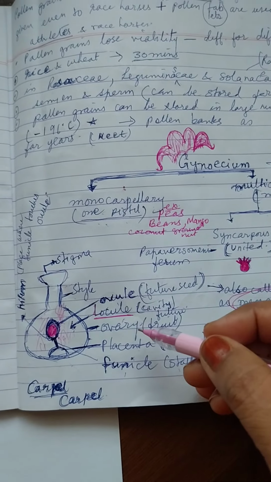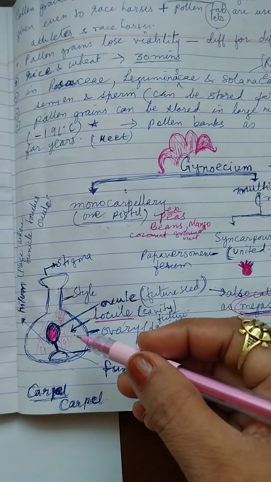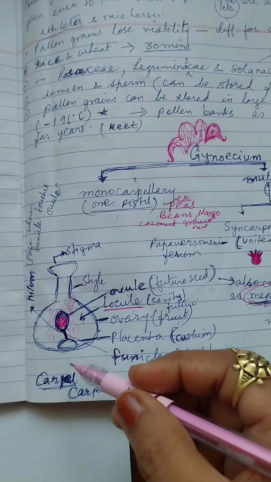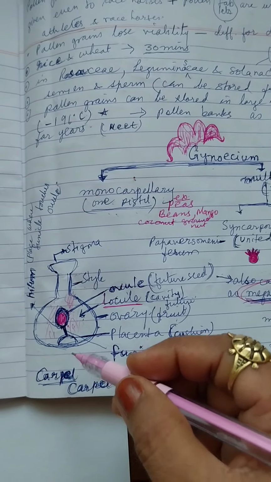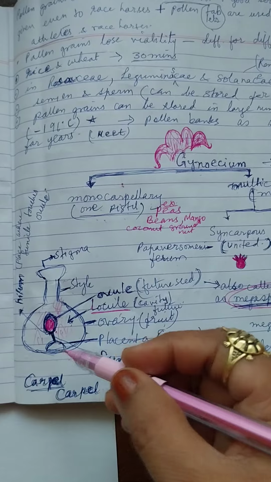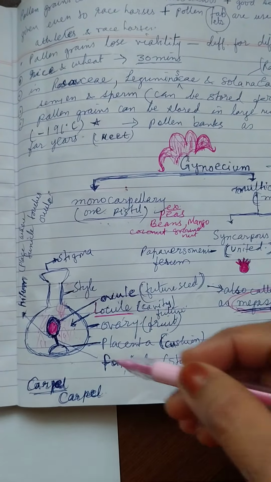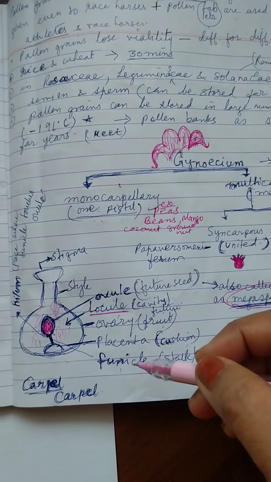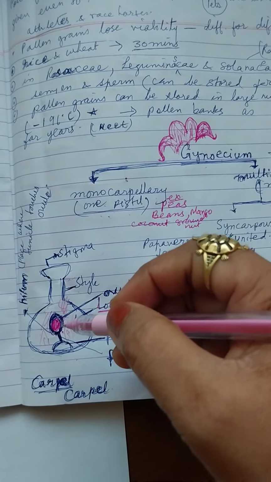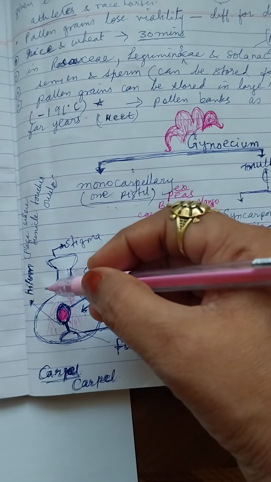known as ovary. Inside ovary, a cavity is present, which is known as locule, and there is a cushion-like structure, which is known as placenta, and this is ovule. So ovule will be attached with placenta with the help of a stalk known as funicle. The place where the funicle joins the ovule is known as hilum.